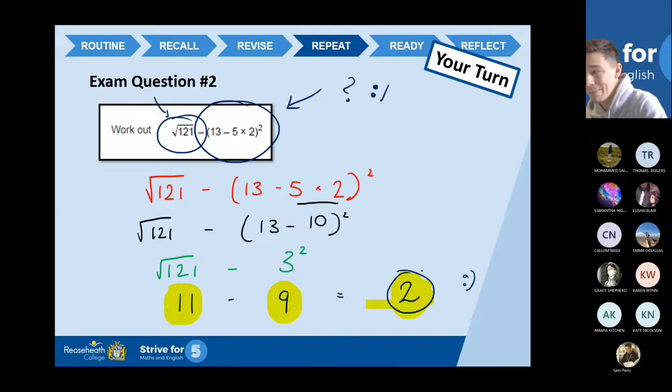Obviously, the aim of the game is to try and get maximum marks. But if you are genuinely confused and not sure, by answering and putting some numbers down that are correct, you're picking up marks. Okay? But yeah, final answer of 2 for that one.